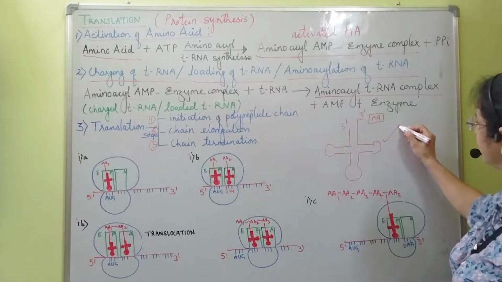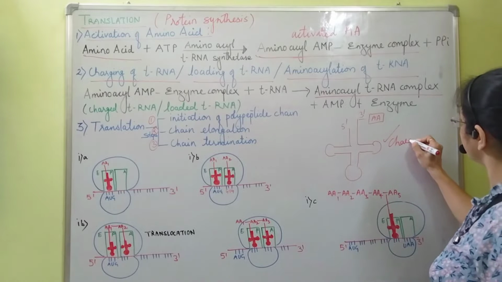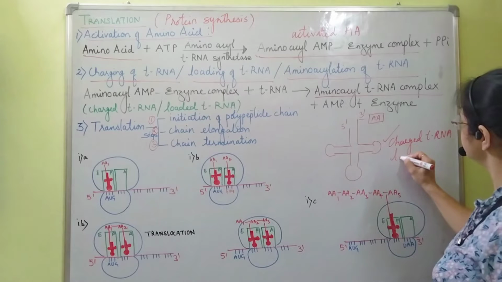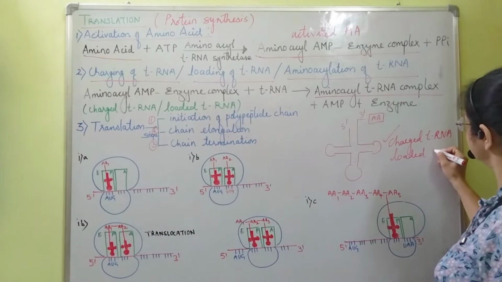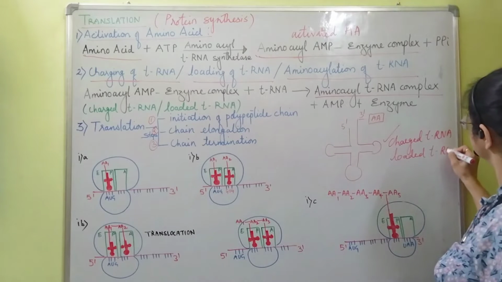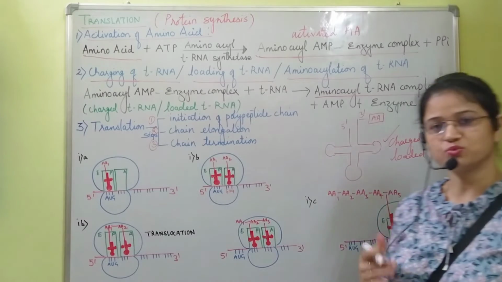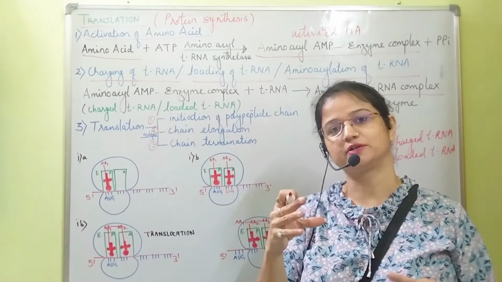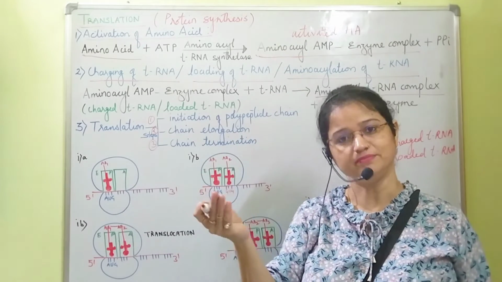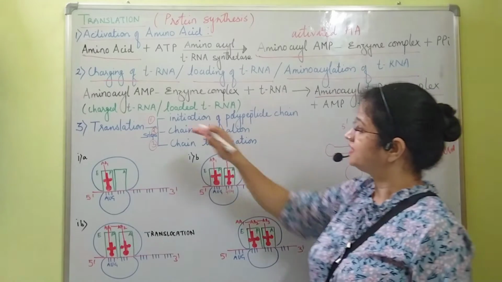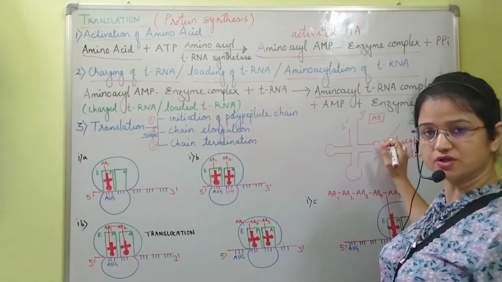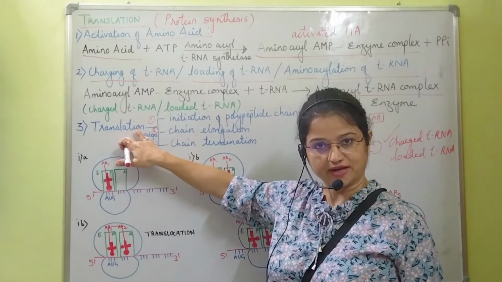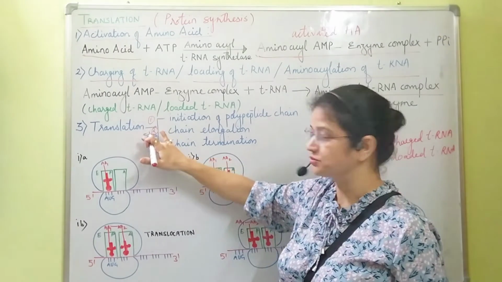So this tRNA will be called charged tRNA or the loaded tRNA. Is it clear? So this was the second step, where the activated amino acid binds to the tRNA at the 3' end. Now, the tRNA which is formed is known as charged tRNA. The third step is the actual process of translation, which is divided into 3 steps.